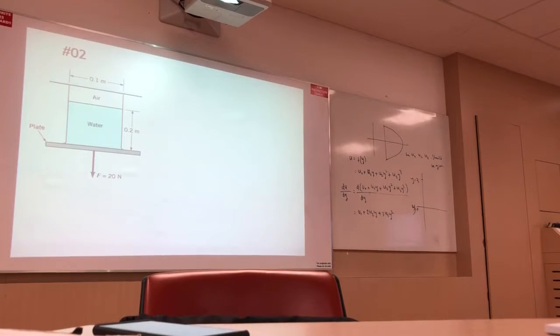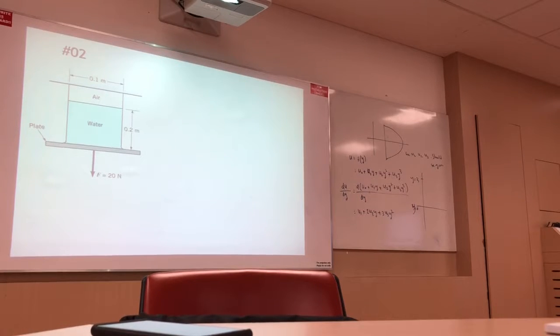Okay, this question, question number 2. An inverted cylinder, 0.1 meter diameter, is partially filled with water. Its diameter D is 0.1 meter. It is partially filled with water and covered by a plate, as shown in this figure.